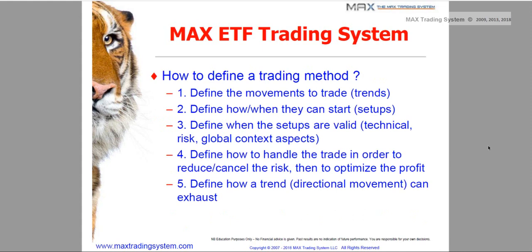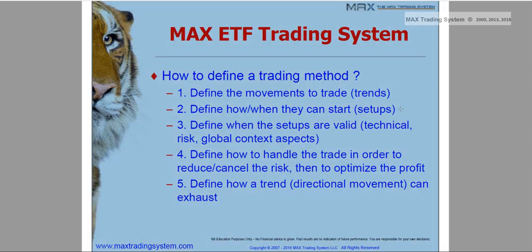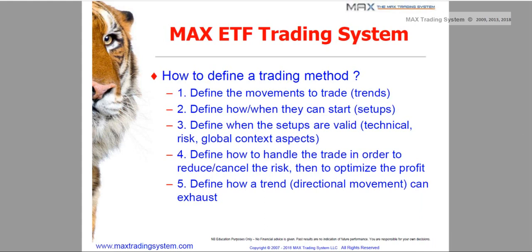And so when we talk about a trading system, it seems to me that it makes sense to define what a trading method is. What does it involve to trade with a trading method? The first point for me is to define what are the movements we want to trade. How do we define a trend to trade? Once we have defined what a trend is, we have to define, of course, how a trend can start and when it can start. And so let me take my red spot here.